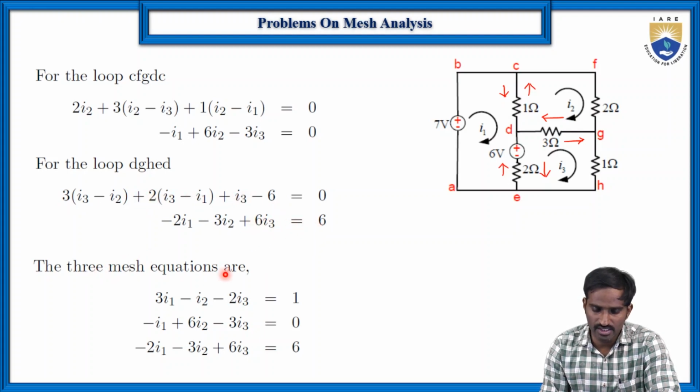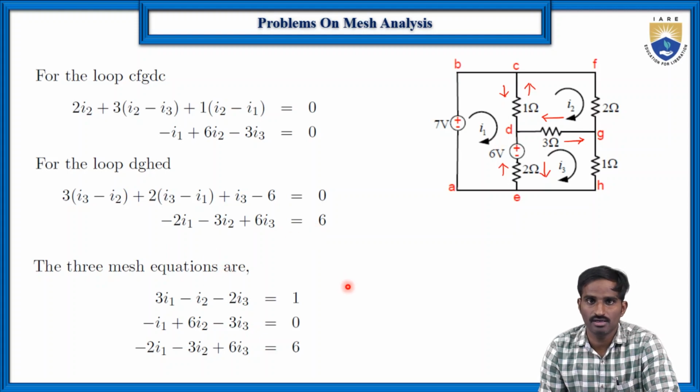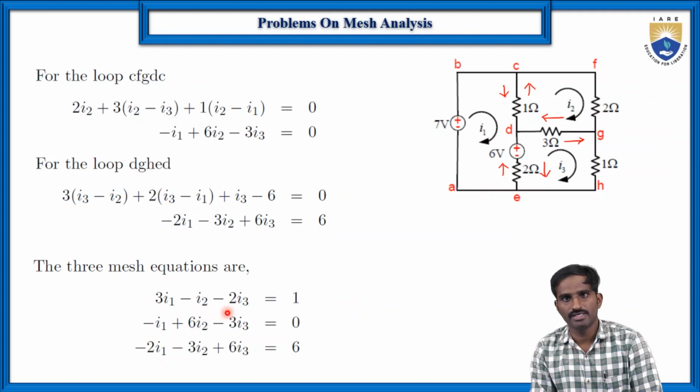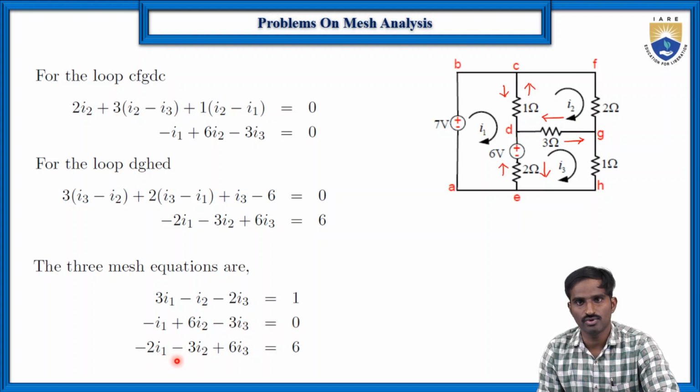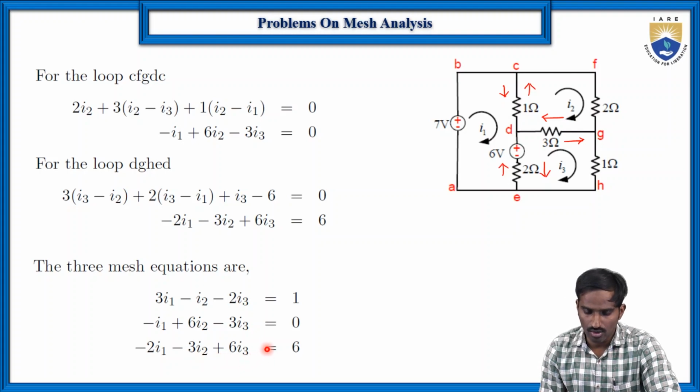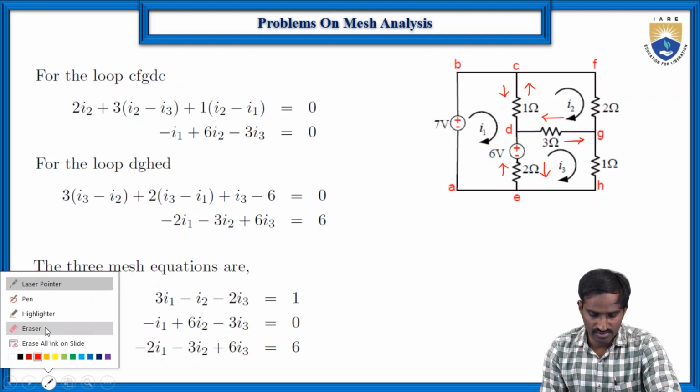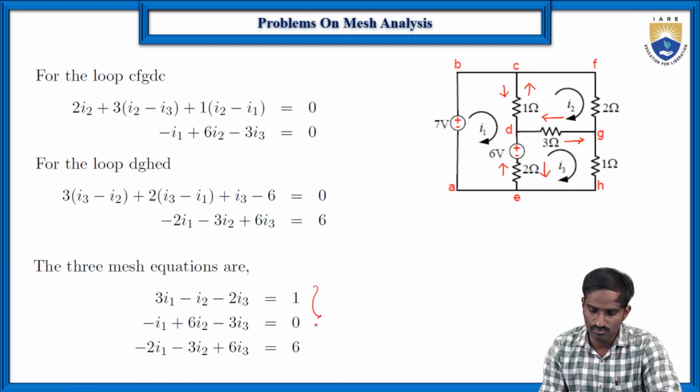Then now we got the 3 equations from the 3 loops. So the first equation is 3 I1 minus I2 minus 2 I3 is equal to 1. And the second equation minus I1 plus 6 I2 plus 3 I3 is equal to 0. And the third equation is minus 2 I1 minus 3 I2 plus 6 I3 is equal to 6. Now we need to solve these 3 equations to get the value of I1, I2 and I3.